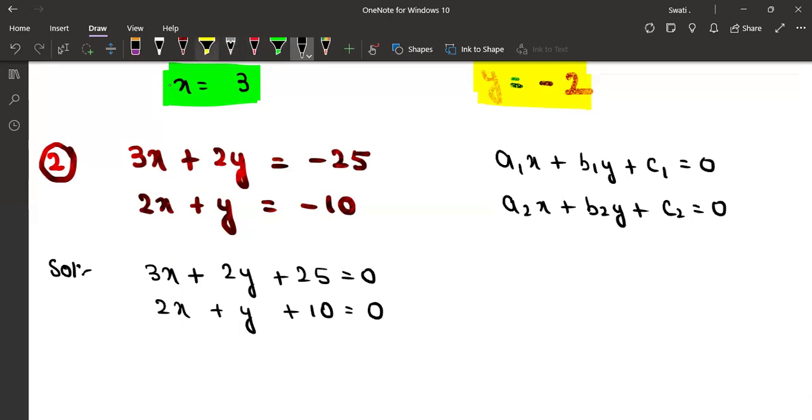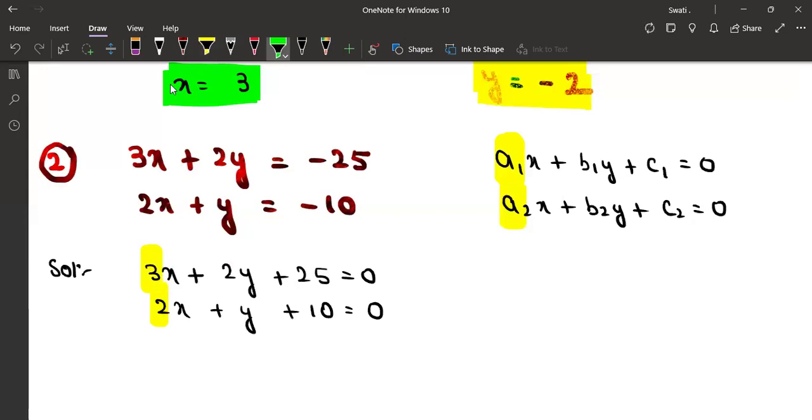Now tell me, now will you not be able to compare? What is a1? 3. What is a2? Manya? 2. Only 2, not 2x, right? Yes. a1 is 3, the coefficient only. a1 is 3 and a2 is 2.